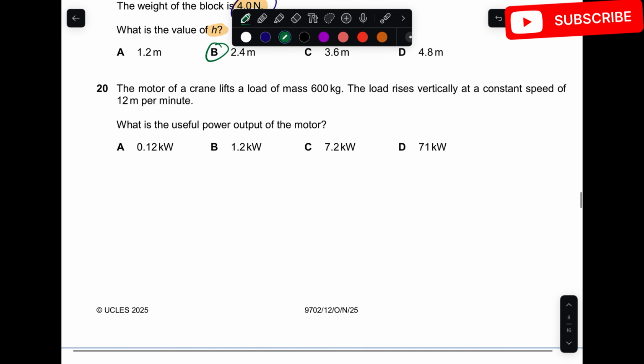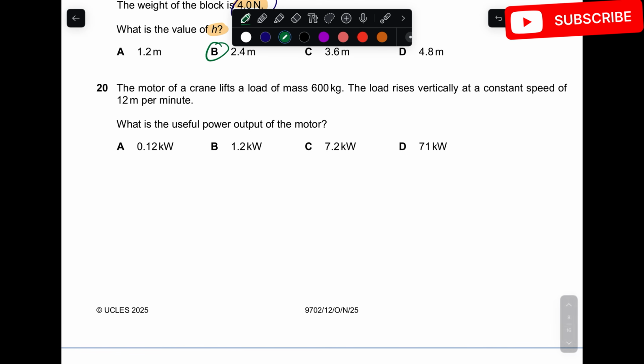Question 20. The motor of a crane lifts a load of mass 600 kg. The load rises vertically at a constant speed of 12 meter per minute. What is the useful power output? Okay, so power, very simple question.